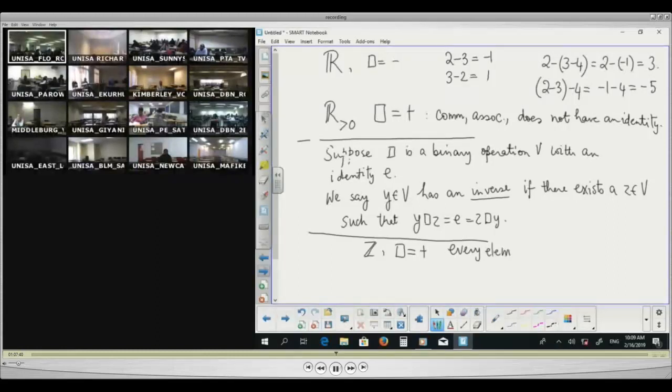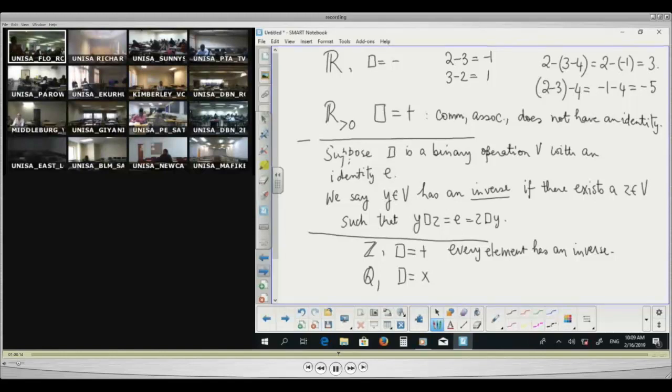Similarly, if I take the rationals, this to be multiplication, commutative. So you're saying an inverse is based on an identity. Correct, depending on the operation. So for an operation, we cannot speak of an inverse. It has to have an identity first, before we can speak of an inverse.